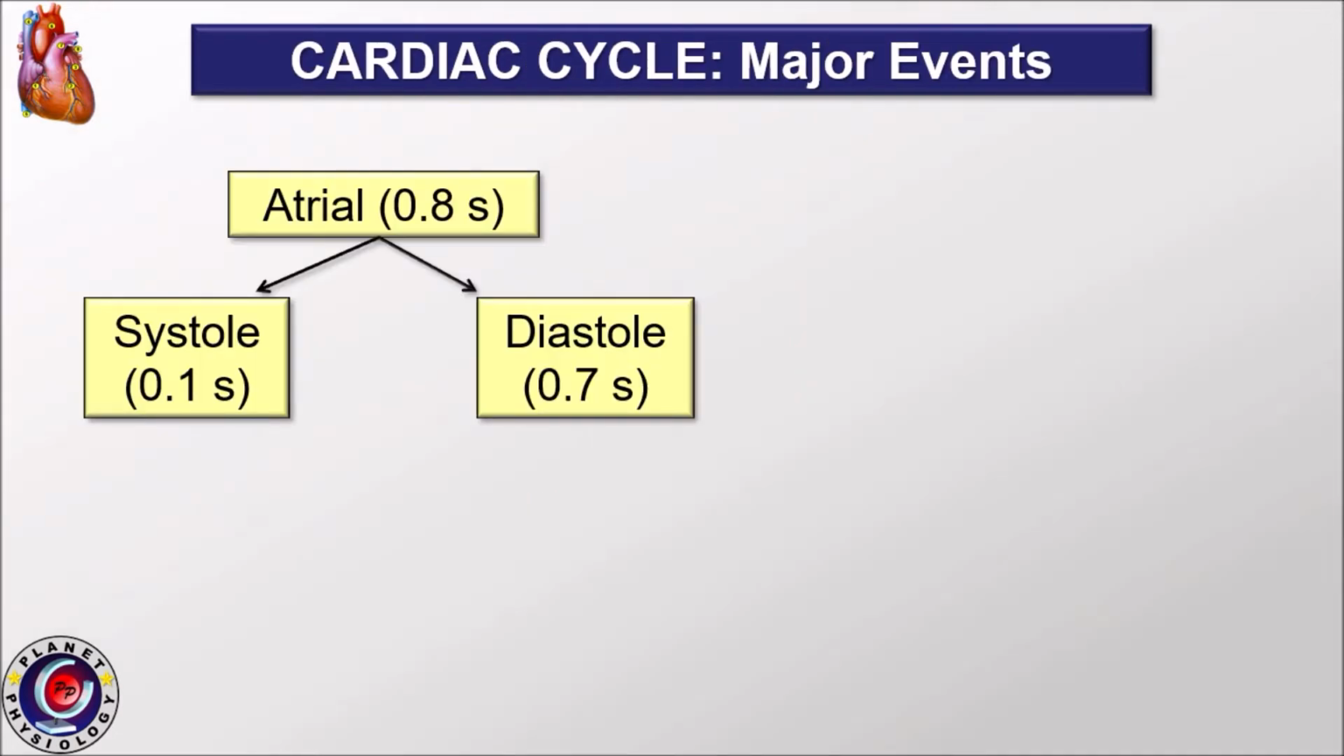Major events during cardiac cycle will be divided into two: atrial events and ventricular events. Each of these events will last for 0.8 seconds. So, atrial events will last for 0.8 seconds and they are further divided into two: atrial systole and atrial diastole. Atrial systole lasts for 0.1 second and diastole for 0.7 seconds.